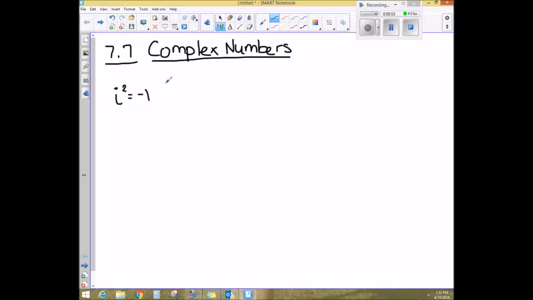Now we know this can't be a real number because if I take any real number times itself, I'm going to get a positive value out of that. Okay. Whether it's a fraction or a decimal, positive or negative, if I square a real number, I'm going to get something positive. So i is not a real number. Okay. i is what's called a complex number, okay, or an imaginary number. We sometimes call i the imaginary unit.